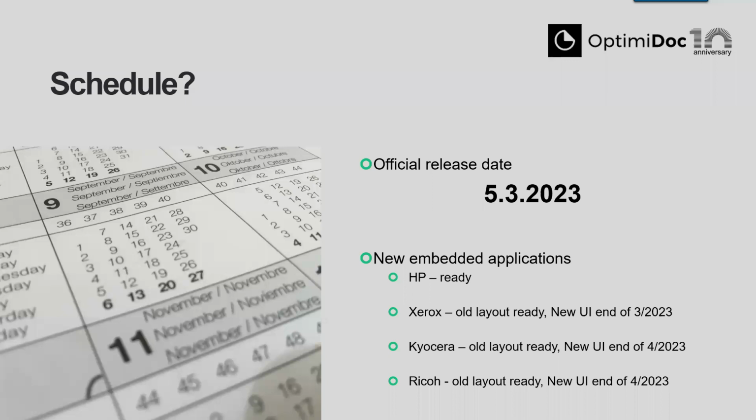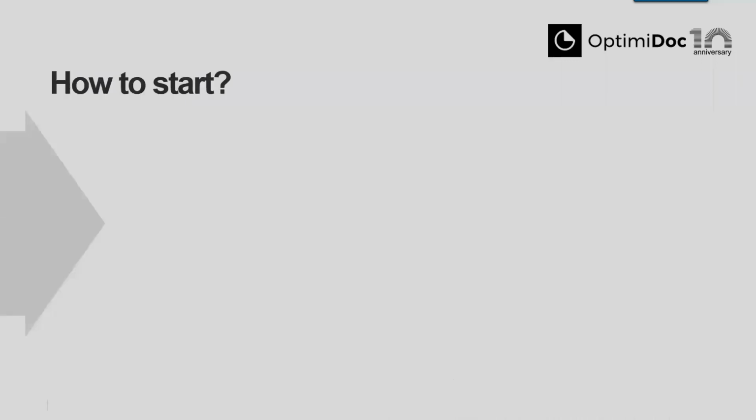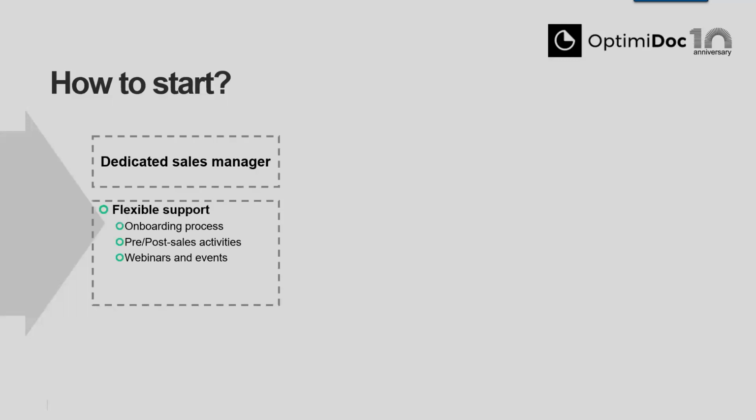So that's the schedule. When we are talking about the way to start a cooperation, if you have not started already, we have a dedicated sales manager. Once you ask for the cooperation, we dedicate for you a responsible person, who is responsible for the onboarding, pre-sales, post-sales activities. They can help you with the events, webinars, which you plan for your customers.